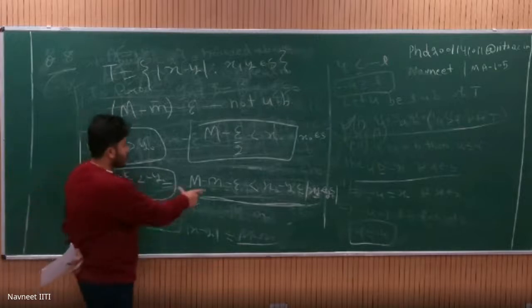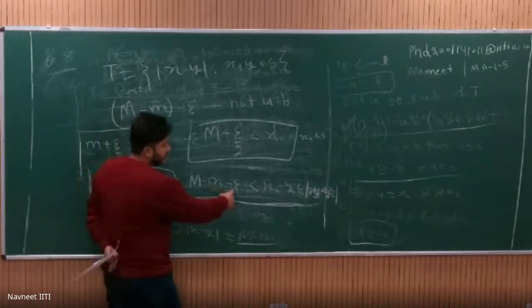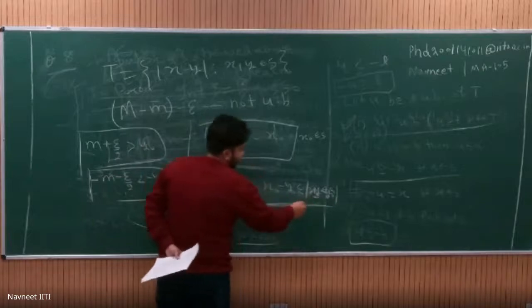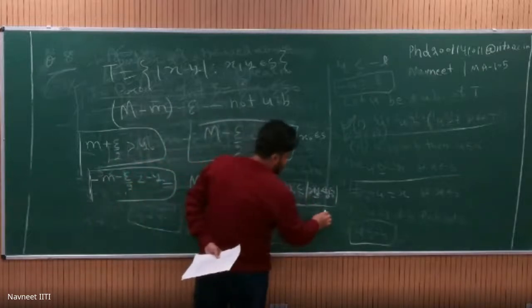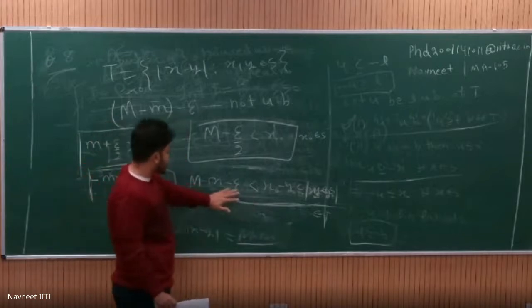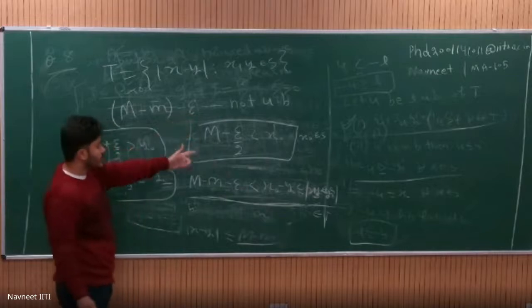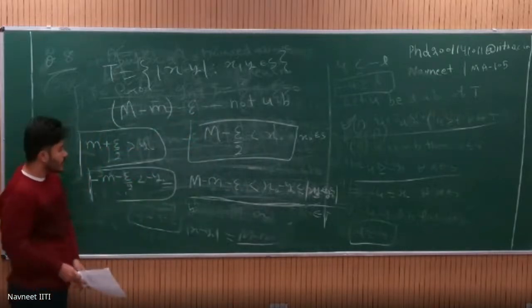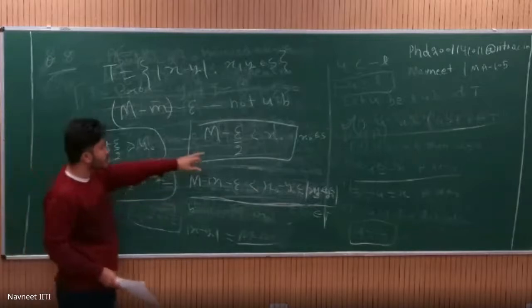Okay, so that means m minus epsilon is less than or equal to this element, and this is an element of set T. That means the meaning of this line is that m minus epsilon is not an upper bound. Defined, that was defined for the set S, right? Yes, yes, speak, which one?